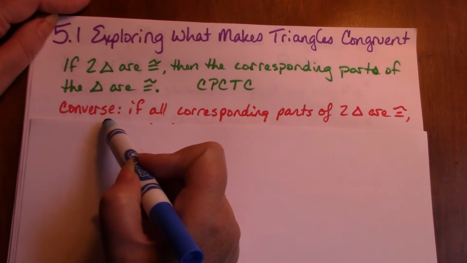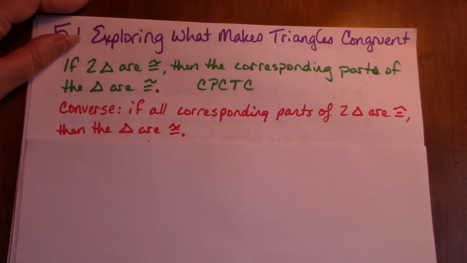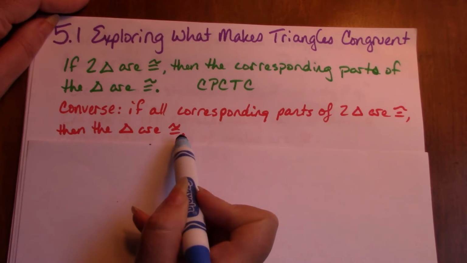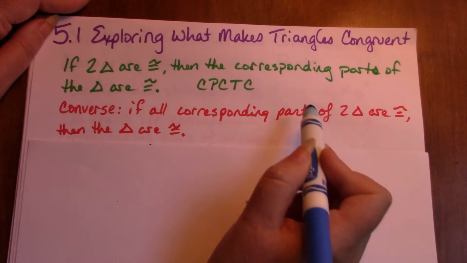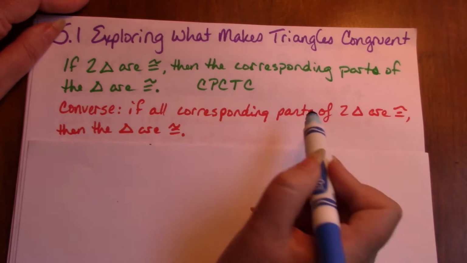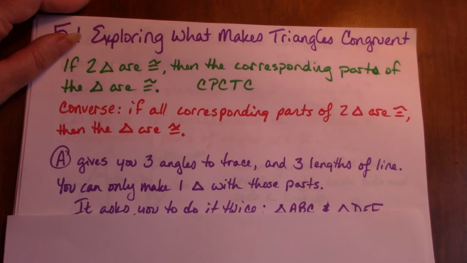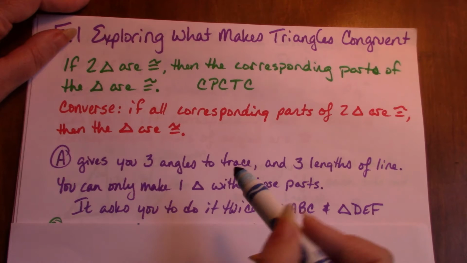The converse of this is if all the corresponding parts of two triangles are congruent, then the triangles are congruent. So if every single angle and line are the same on both triangles, then the two triangles are congruent. So we're going to play with this and use these in proofs.